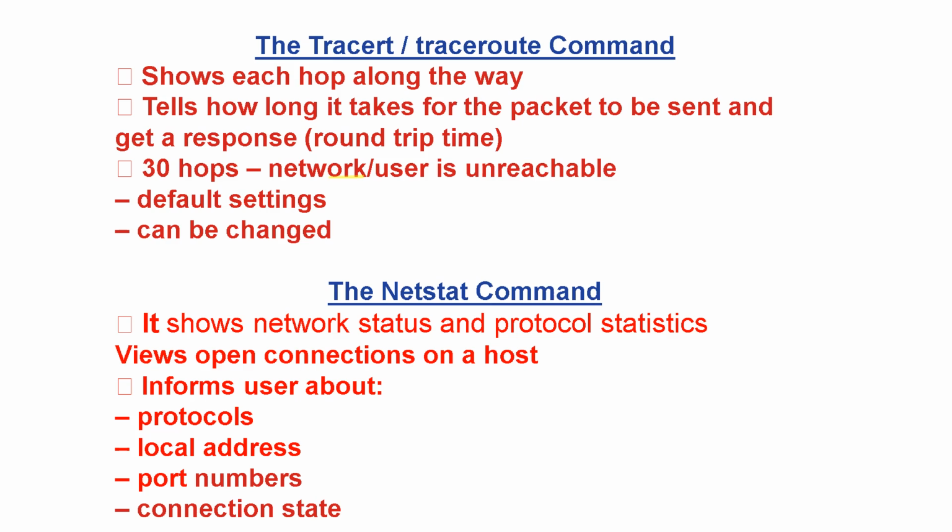The next command is netstat. This command shows the status and the protocol statistics of the network. It views the open connections in a host. The additional information provided by netstat is the protocols used in the network, the local addresses included in the network, the port numbers and the connection state.